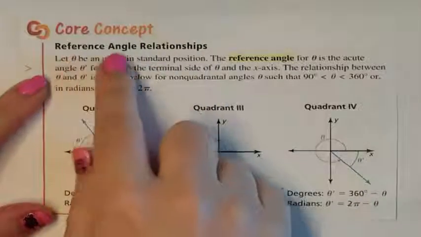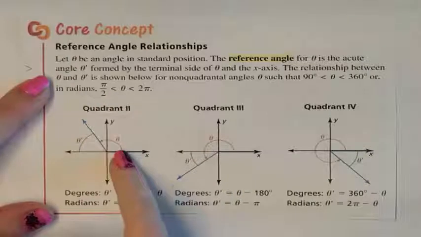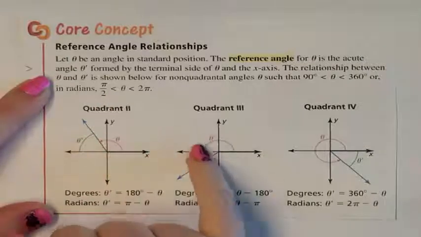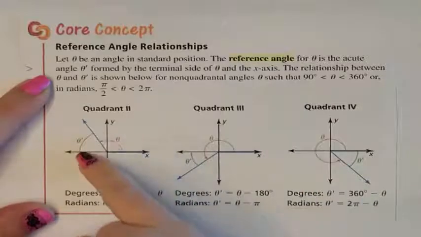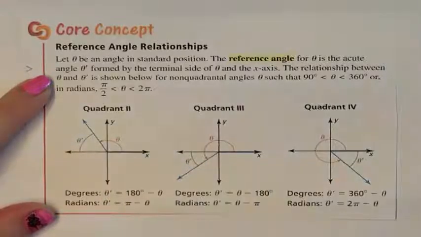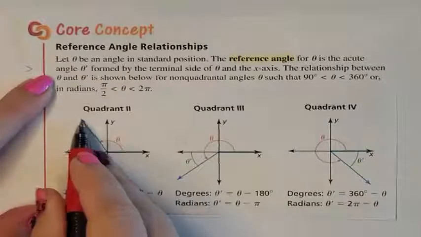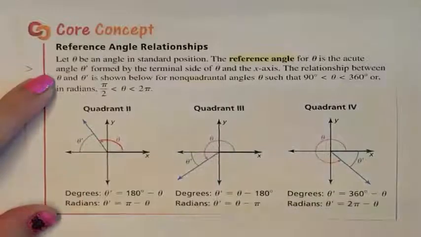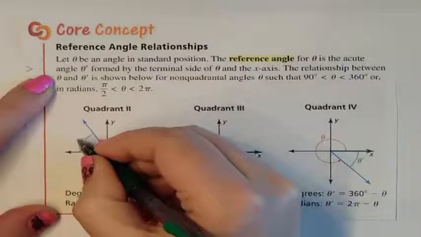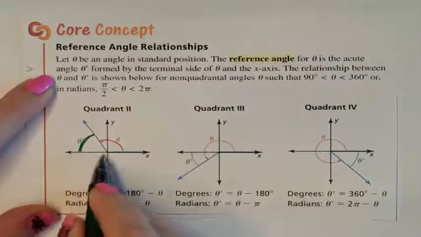So now we are learning about reference angles. If I just give you a general angle theta and you were to graph it, the reference angle is how far that angle would have been from the x-axis. So if you were drawing a theta that existed in quadrant 2, this would have been your theta. The distance to the x-axis, which we're calling theta prime, the reference angle, would have been the distance from the angle back down here to the x-axis.